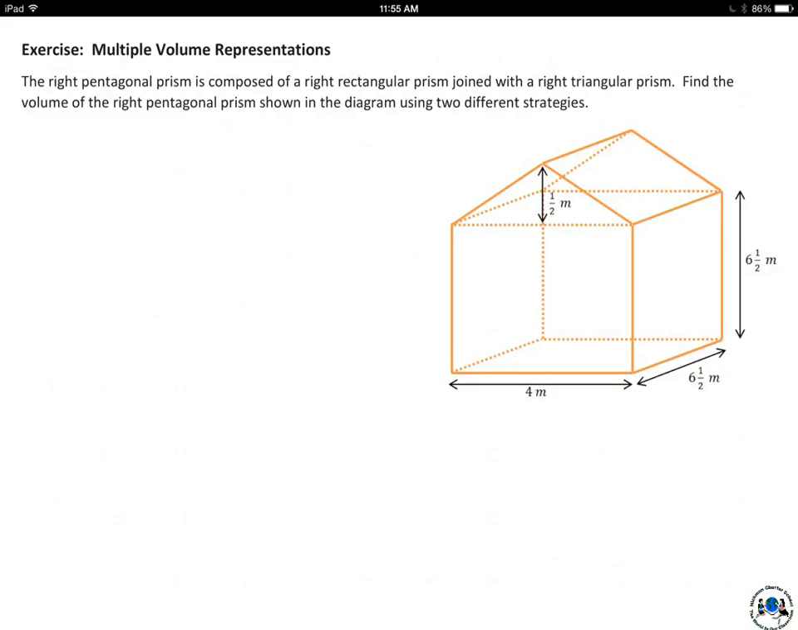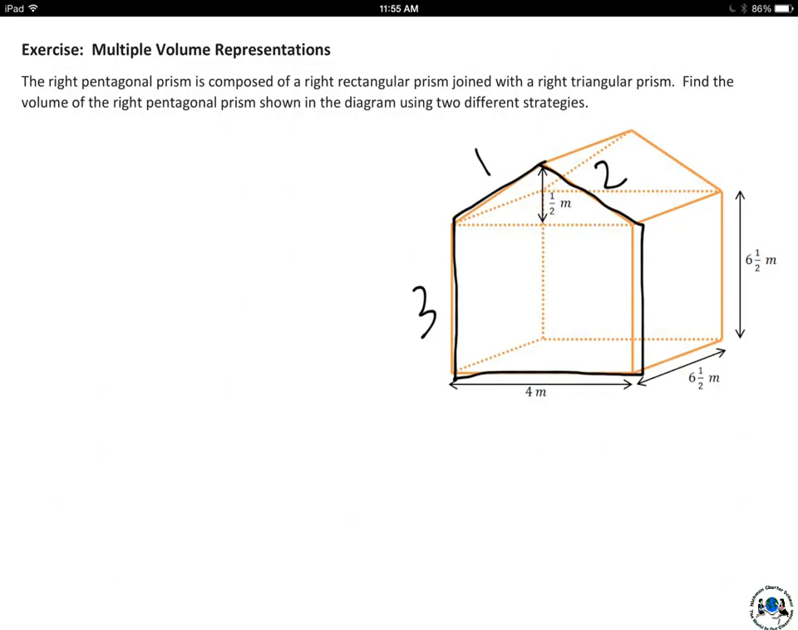All right, so here we go. Let's move on to our next. Now here we have a right pentagonal prism, and it is composed of a right rectangular prism joined with a right triangular prism. Your challenge here is to find the volume of the right pentagonal prism shown in the diagram using two different strategies. Firstly, here's where this idea of a pentagonal prism comes from, because we have 1, 2, 3, 4, 5 sides. If you look at the face of a shed of some sort, I wonder if you've ever thought of it as a pentagon. But it is, because it has 5 sides. Those 5 sides do not have to be equal to be a pentagon.